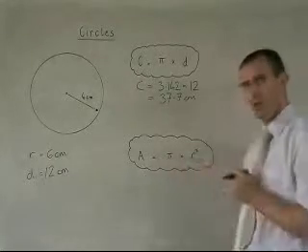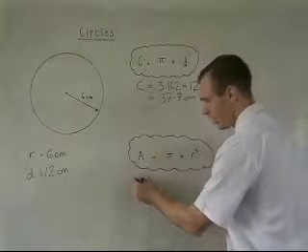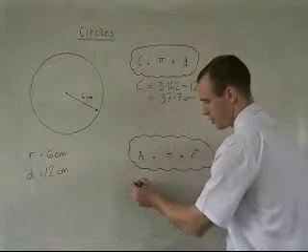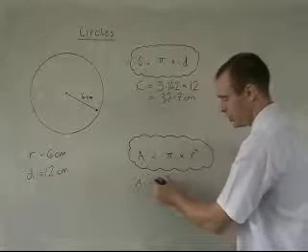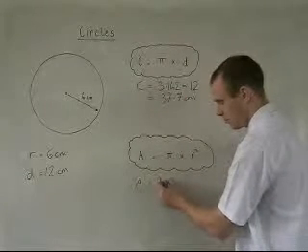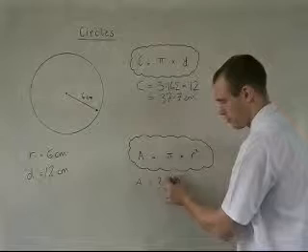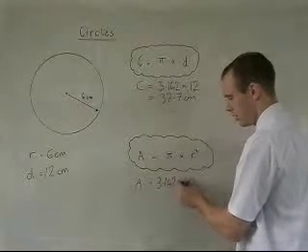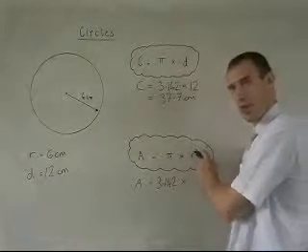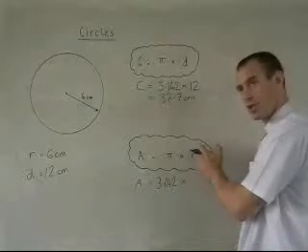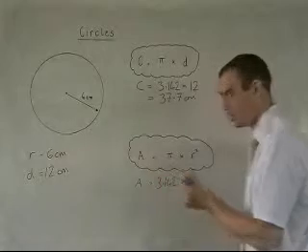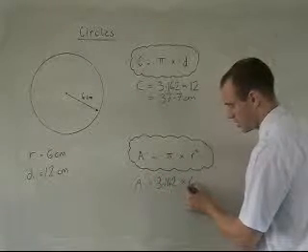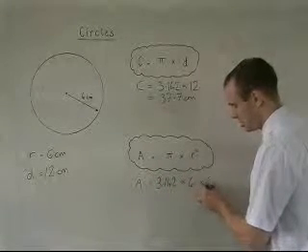Moving on to the area, same idea. We write out the formula, but instead of the letters, we use the numbers. 3.142 for pi, times radius squared. Now radius squared means the radius times the radius. In this case the radius is 6 centimetres, so it's times 6 times 6.